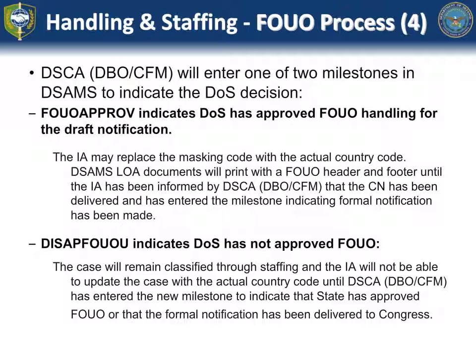You'll continue to use the masking country code through staffing, and the IA won't be able to update the case with the actual code until DSCA enters that new milestone to indicate the State has either approved FOUO at some later point or that the formal notification has been delivered to Congress.